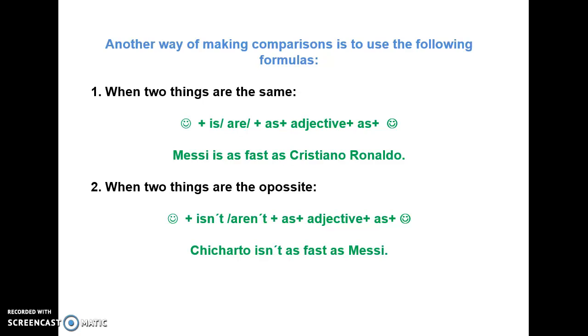¿Qué estoy diciendo aquí con este ejemplo? Que los dos están al mismo nivel. Los dos son igual de rápidos. Los estoy comparando, pero estoy diciendo que están al mismo nivel.